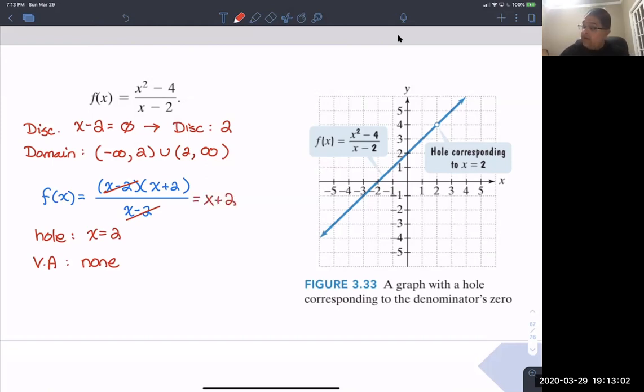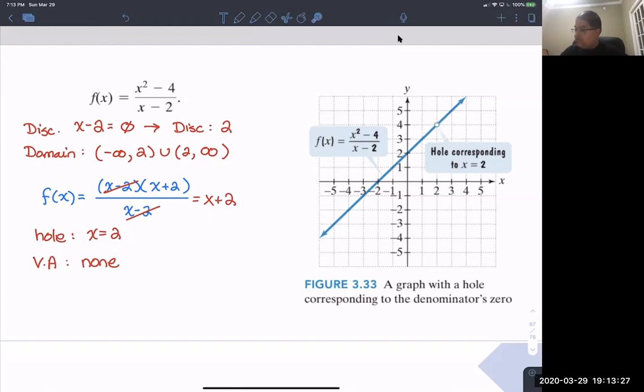Well, the rational function x squared minus 4 over x minus 2 is just the polynomial x plus 2, which is the graph of a line whose y-intercept is at 2 and whose slope is 1. But notice it is a removable discontinuity. It is a hole at x equals 2. So when x is 2, we have a hole right here.